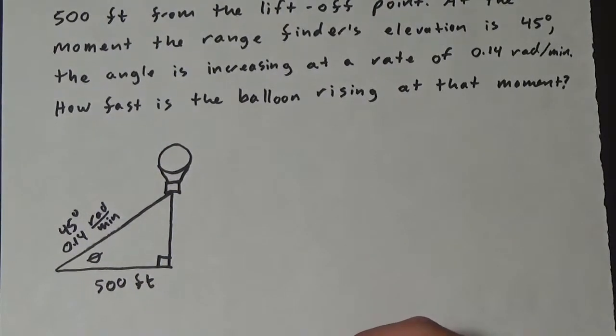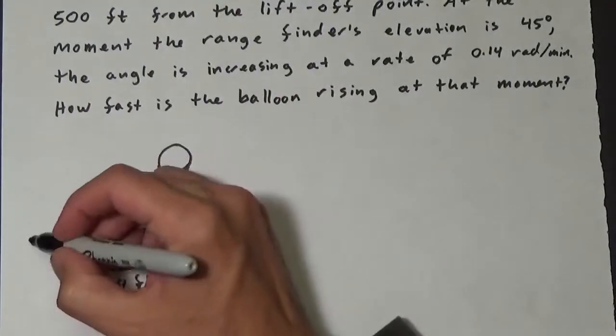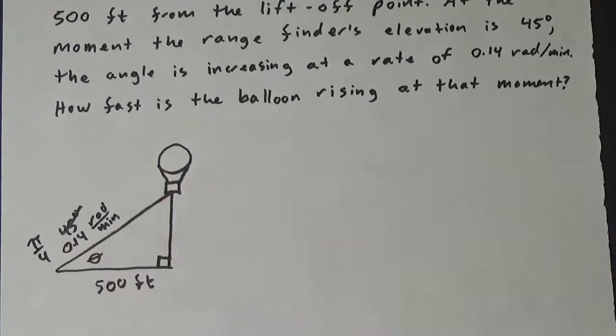Okay, we already have a unit mismatch, and if you remember, I always said work in radians when you're working in calculus. You never really want to work in degrees, so let's get rid of this. 45 degrees is pi over 4 radians, so we'll put in pi over 4 for our angle. Okay, so there's all the information we're given. And we want to know how fast the balloon is rising at that moment.